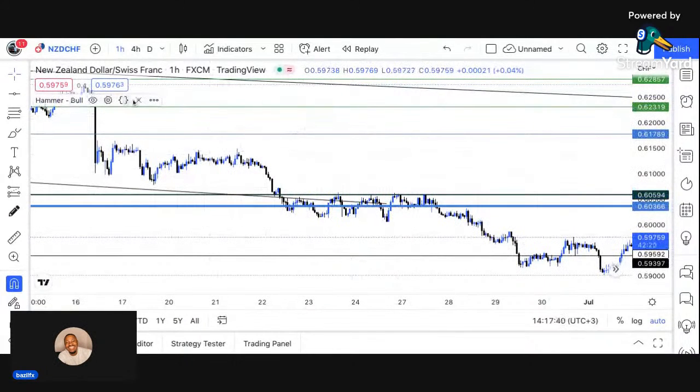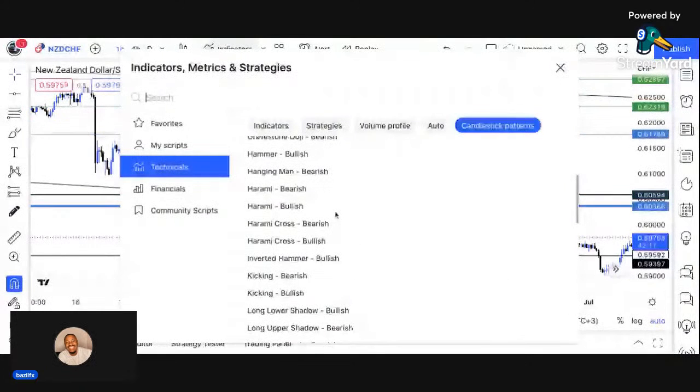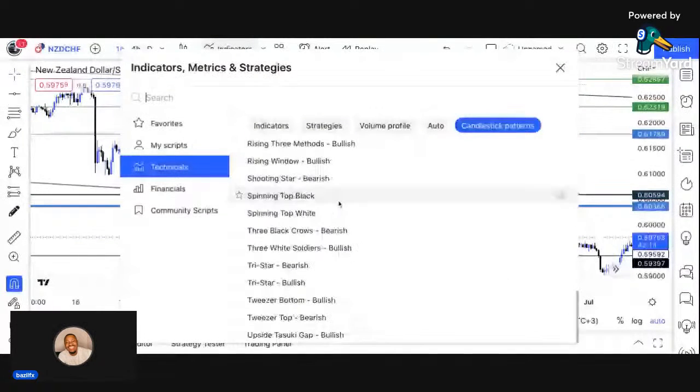So that was the hammer. Let's see, I'll show you one more candle. Then we go to another one. So we have spinning tops here. Then someone talked about the tweezer bottoms and tops. I even select these ones here.